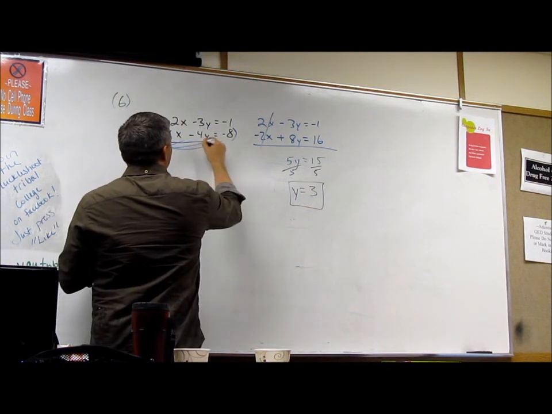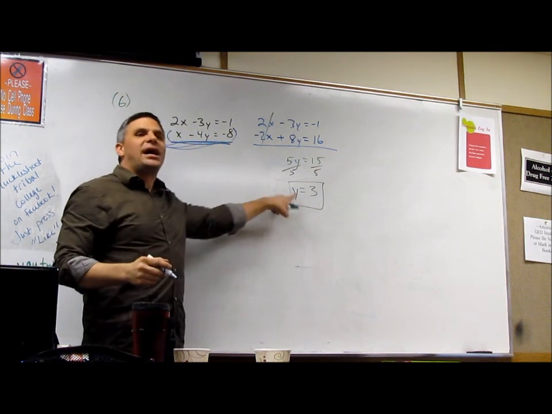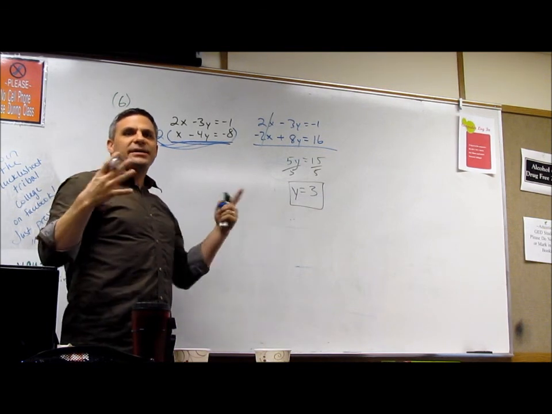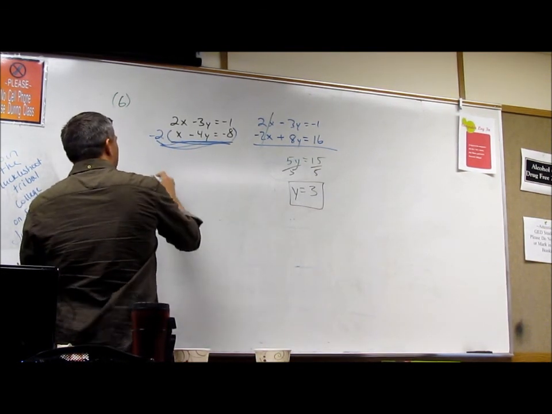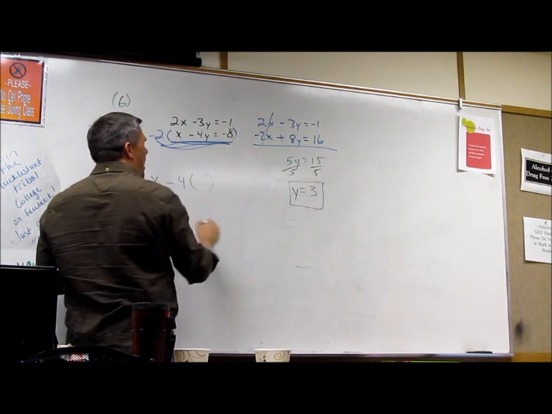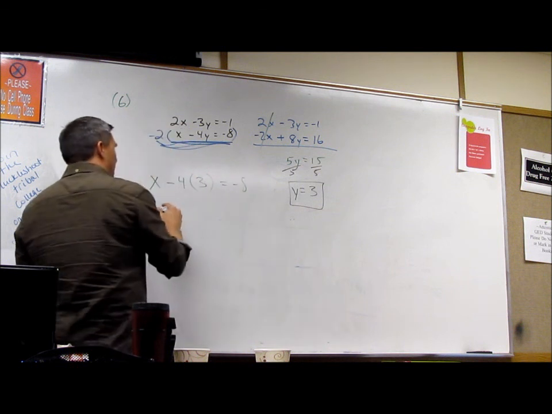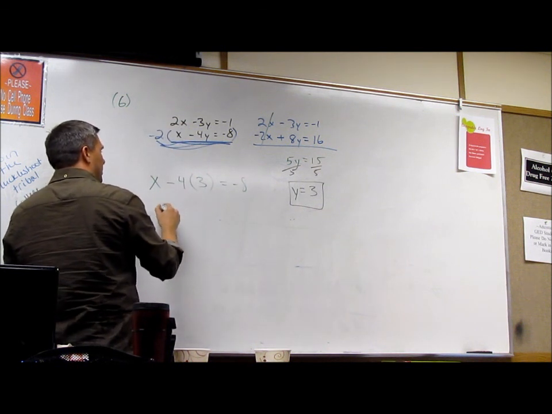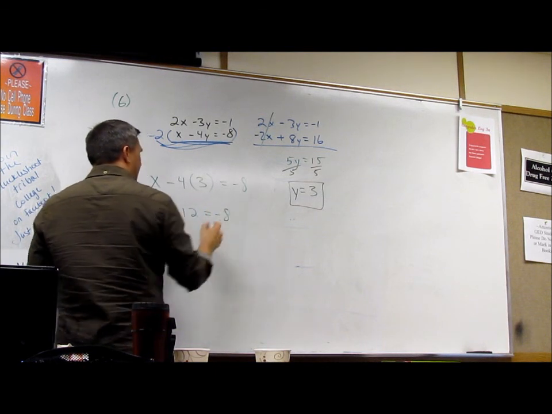This one has an x all by itself. I already have y. Why not get the one with the x by itself? So then I have x minus 4 times y, which is 3, equals negative 8. X minus 12 equals negative 8.